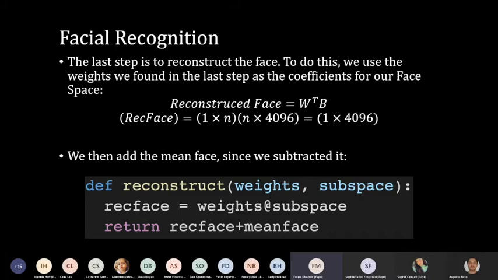And we also need to add them to the mean of the faces, since we need to subtract them to normalize the data set first. And then once we do that, we have recreated new faces using the pieces or the components from a data set that has completely different faces.